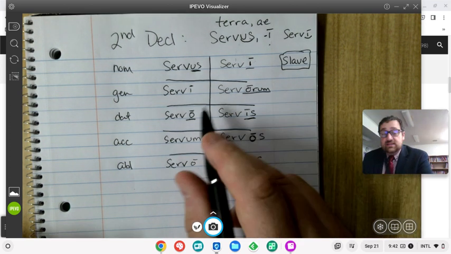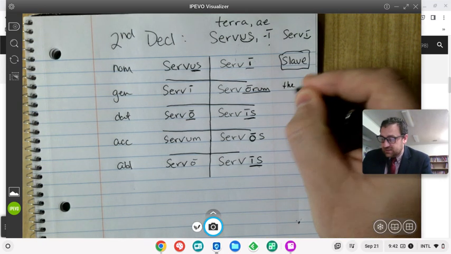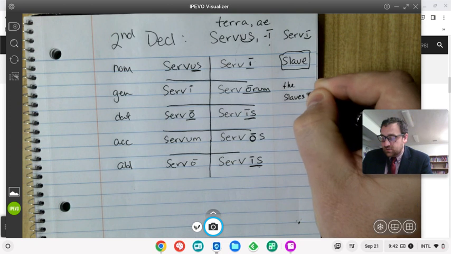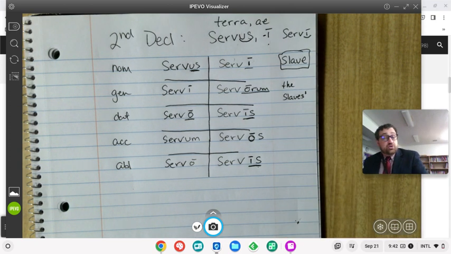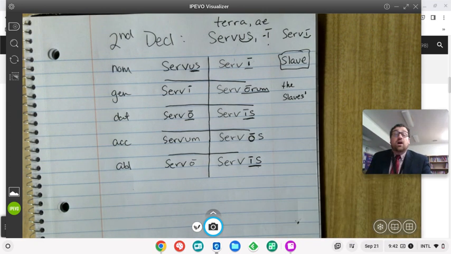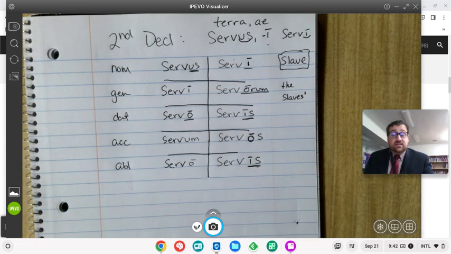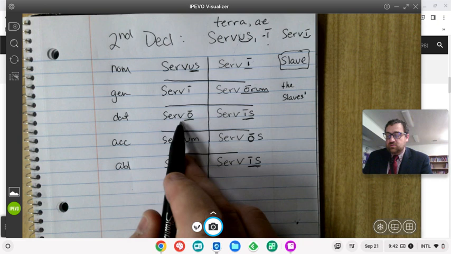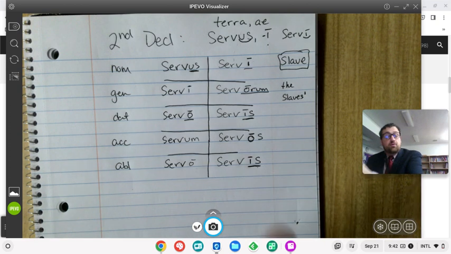And servorum means of the slaves, or I'm going to write this down so you can see it, the slaves' with the apostrophe outside of the s. That means something that belongs to not just one slave, but multiple slaves. Dative, remember, is the case that talks about giving. So this word servo means to the slave, or something's happening for the slave. And servis, to the slaves or for the slaves.